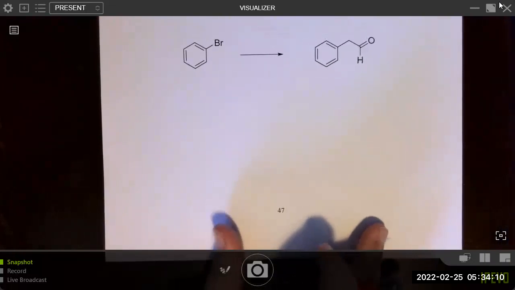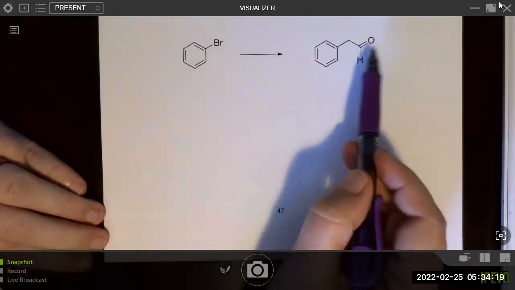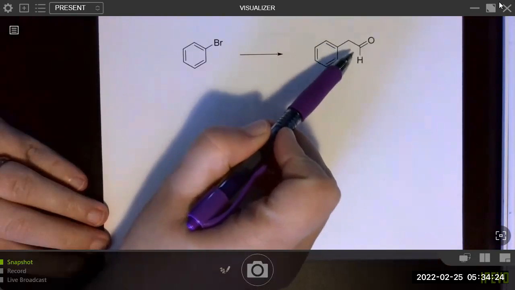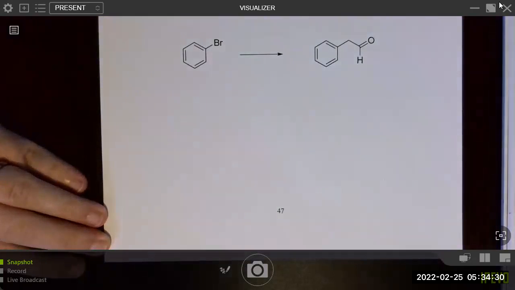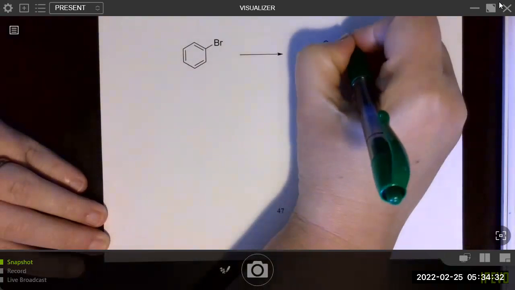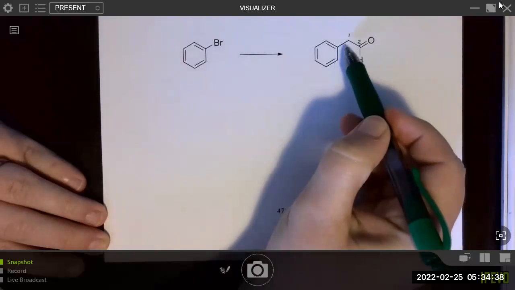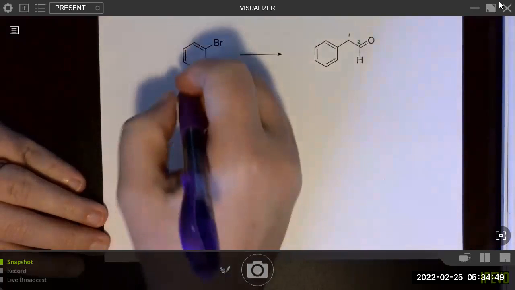Let's look at the next problem, which involves converting bromobenzene into this aldehyde with 2 additional carbons. Looks like we're going to be making a carbon-carbon bond, so it might be a good idea to think about doing a Grignard reaction. But because the carbonyl gets introduced at carbon 2 away from the new carbon-carbon bond being formed and not carbon number 1, we actually want to use an epoxide instead of an aldehyde.